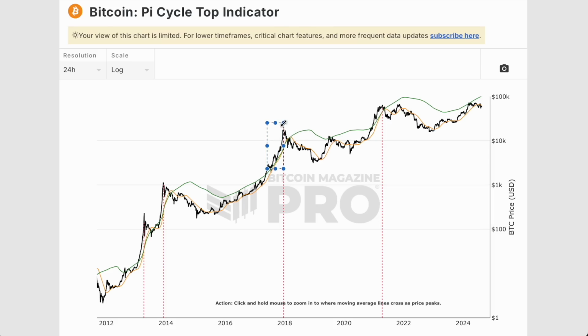So once we break beyond 96K, we have to understand that the clock starts ticking for the end of the bull run, and we might have a window of just a few months where Bitcoin will be rallying uninterruptedly, with, of course, pullbacks on the way to new all-time highs and beyond. However, it will end at some point.